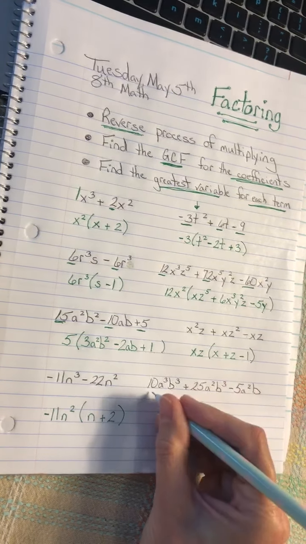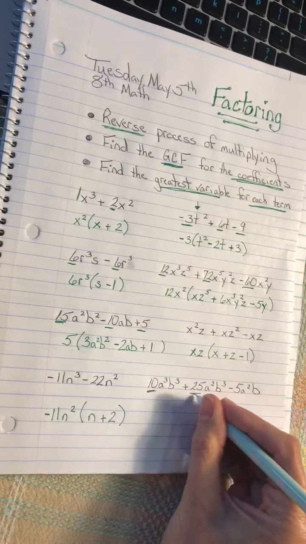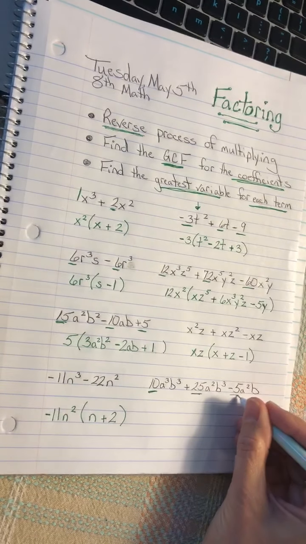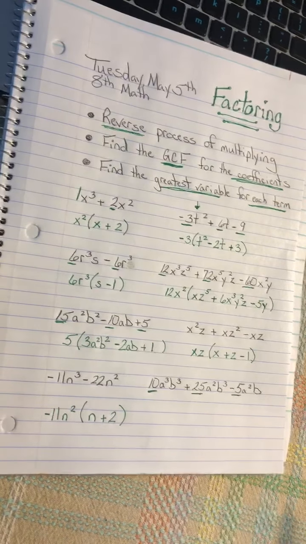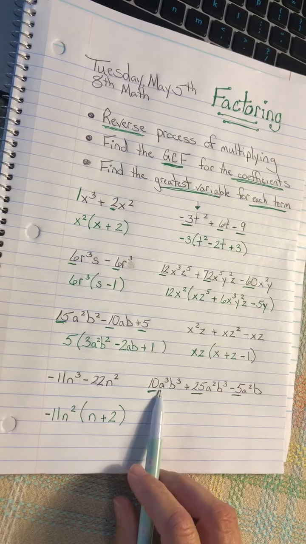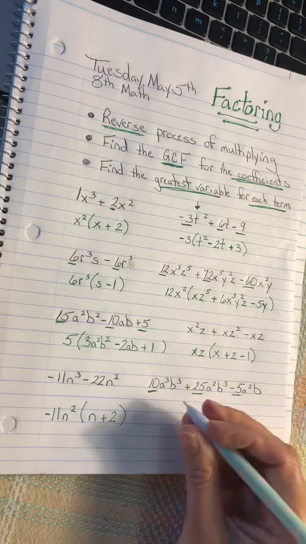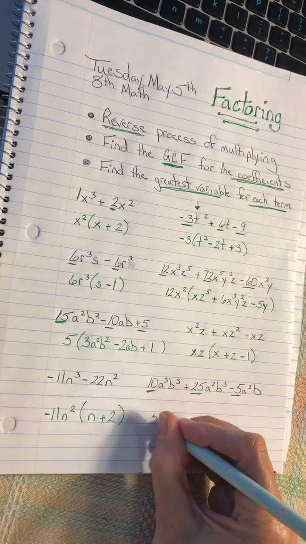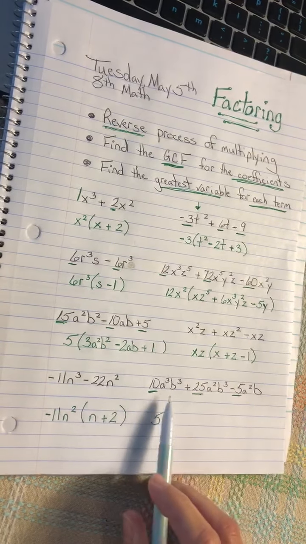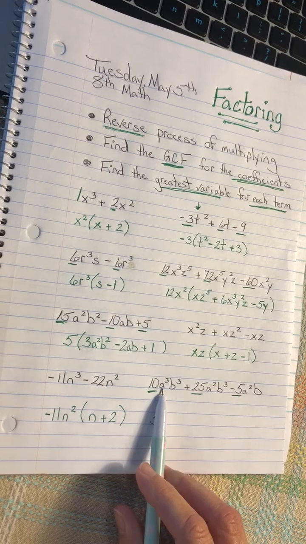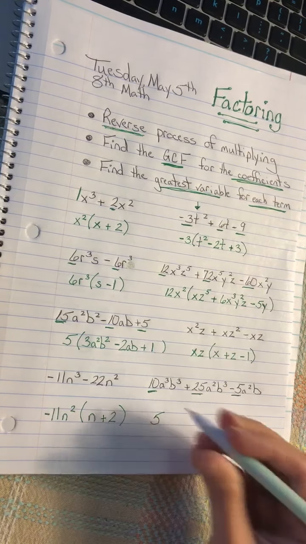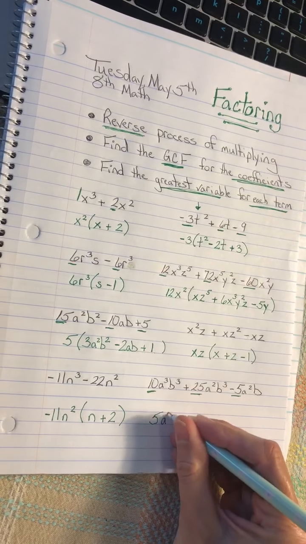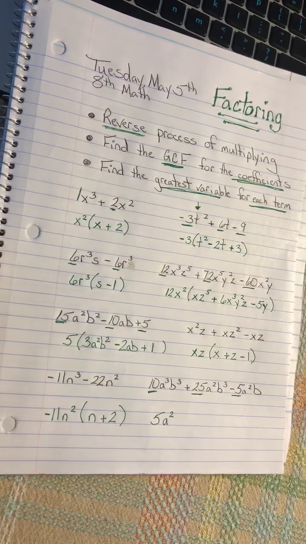Here's the last one. Look at your coefficients first. 10, 25, negative 5. They each have a 5. Our leading term is positive, so we don't have to worry about it. We're just going to pull out a 5. Now look at your variables. Start with the a. A to the third, a to the second, a to the second. They each have an a to the second in common.